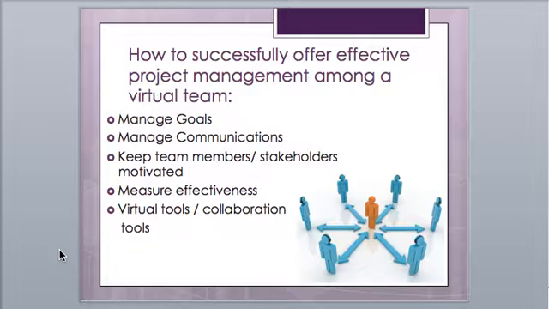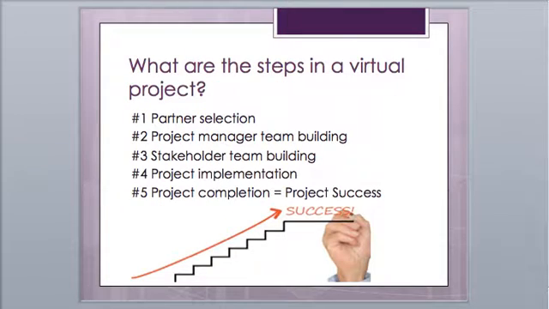According to Managing a Virtual Project Team by Project Management Times, there are a few steps we can take to successfully have an effective virtual project team. We manage goals, we manage communications, make sure we keep team members and stakeholders motivated, we measure our effectiveness throughout the project, and make sure we're implementing virtual tools and collaboration tools. Overall, it's important that we manage each other and make sure we're all communicating and on the same level. We have to keep each other motivated and wanting to push forward to continue the project and make sure we are doing a successful job along the way.